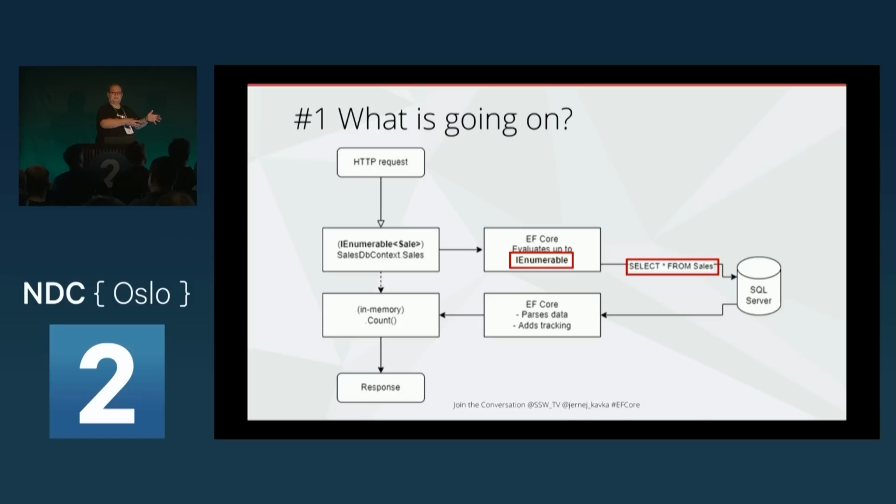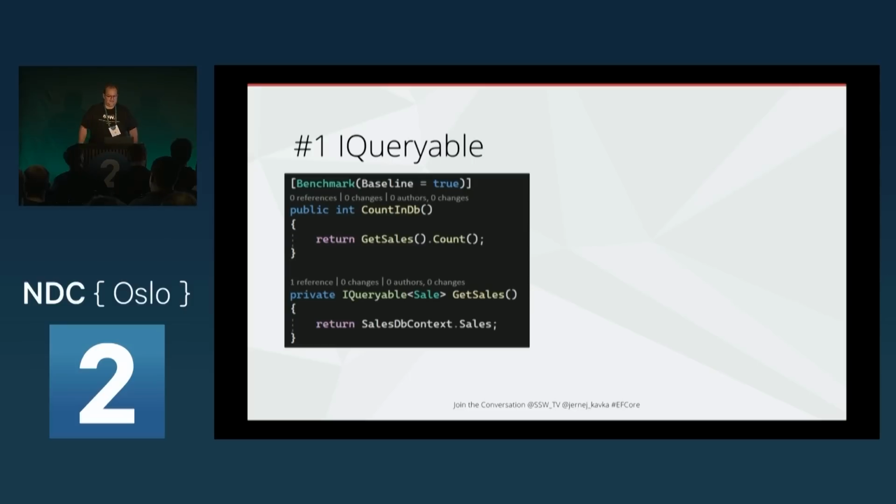And then, as you've seen in the code, we just count them. So it just looks at how big the list is, and then dumps all of the results into the garbage collector. We never used any of the data that we received from SQL Server. So here, the simple solution is to use IQueryable when you return in methods.